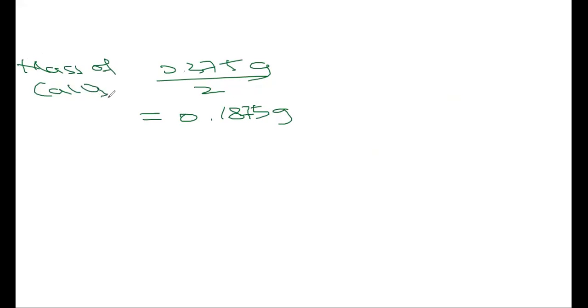0.375 gram divided by 2 will be 0.1875 gram. Okay. The mass of calcium carbonate which is half reacted will be this.